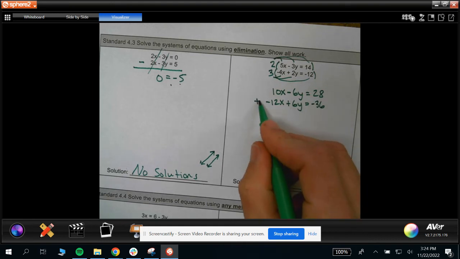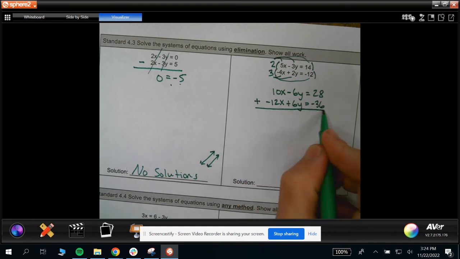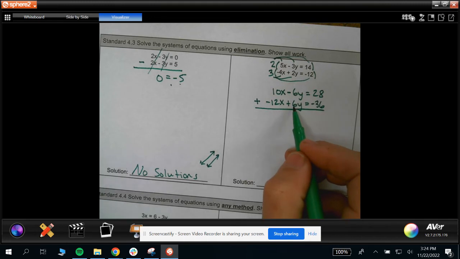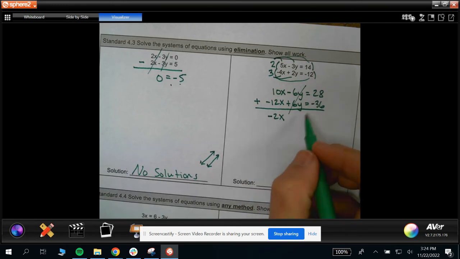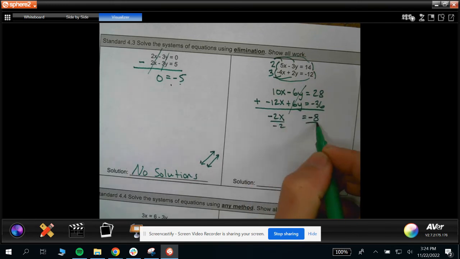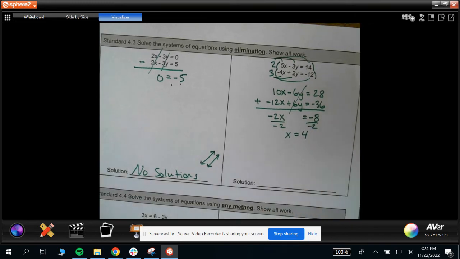Now, we said we're going to add these two together because I can see negative 6 plus 6 is going to cancel out. 10 plus negative 12 is negative 2x. 28 plus negative 36 is negative 8. Divide by negative 2 to find x equals 4.